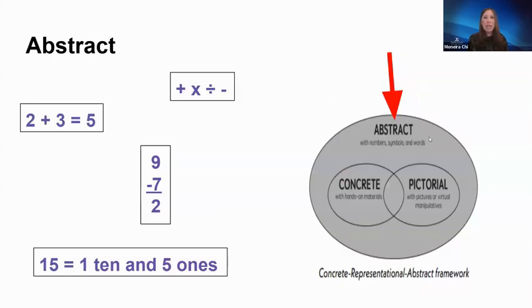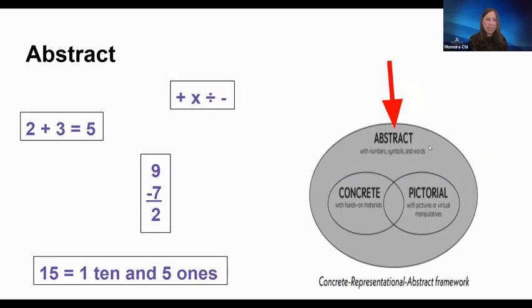So moving on, finally, to the abstract, you can see that this is the last piece in that framework. It is considered the symbolic stage, in which we model the mathematical concept at a symbolic level using numbers, notation, mathematical symbols to represent the number algorithm. And we use operations, right? Operation symbols like plus, minus, equals, etc., to indicate addition, subtraction, multiplication, division. And that can also consist of words. 15 equals 1 ten and 5 ones.